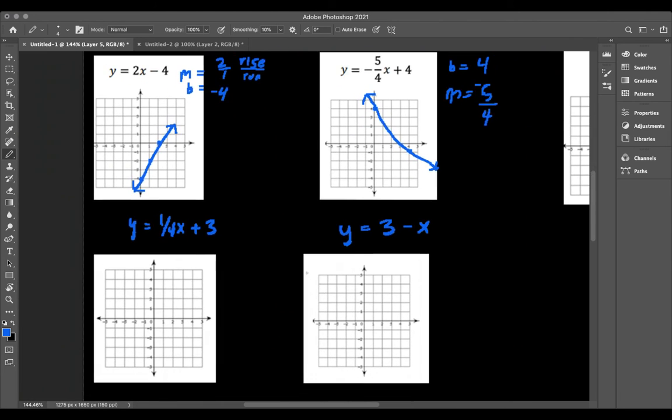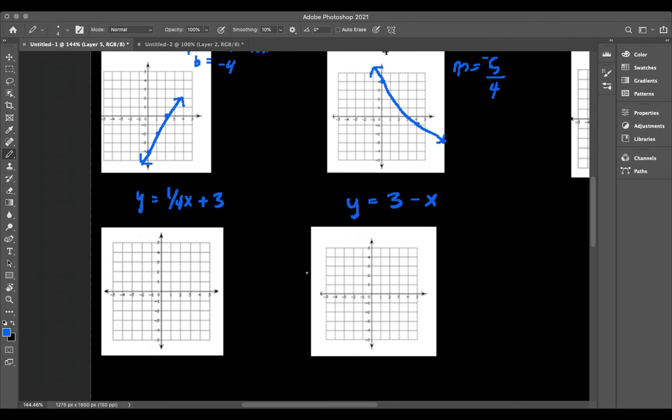All right, let's try a couple more. So we have y equals 1/4 x plus 3. Okay, so we need to know what the B is.